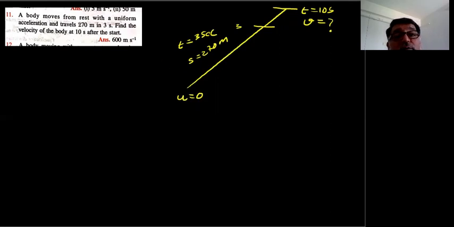Now remember, the most important part of this numerical is that it is moving with a uniform acceleration. That means the acceleration for part A, this part over here, for the first 3 seconds, and the acceleration for the rest of the motion will always be the same. So if we find the acceleration for the first 3 seconds, it will be the same acceleration for the 10-second mark also. So now let's try to find the acceleration.